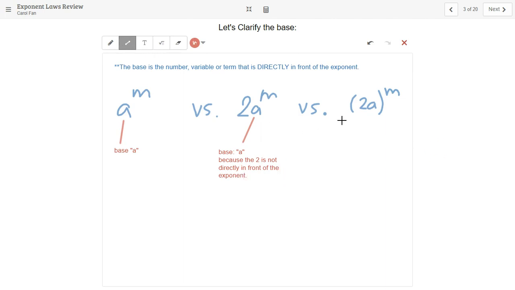Now, on the other hand, when I have bracket 2a to the power of m, my base is now 2a. And the only reason that this is part of the base is because I have a bracket. And the bracket shows that the 2a is together. So this entire term is considered the base for the power m.